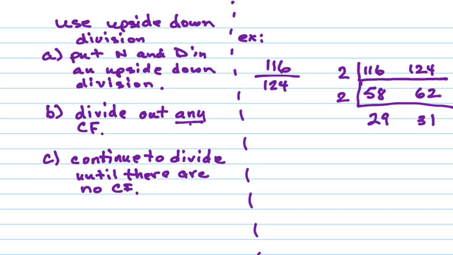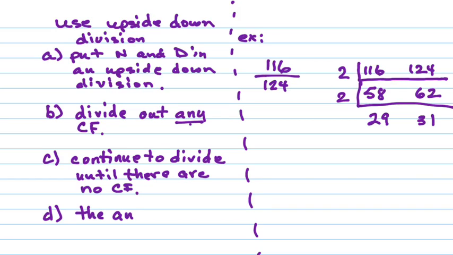Now looking at 29 and 31, they won't divide by 2 because they're not even, right? Remember we talked about that last time? They divide by 2 if they're even. Will they divide by 3? No. You could look and look and look, and you're not going to find anything because these 2 numbers are both prime, right? So we're done. Now that doesn't mean you're always going to get prime numbers at the end. But in this case we did.